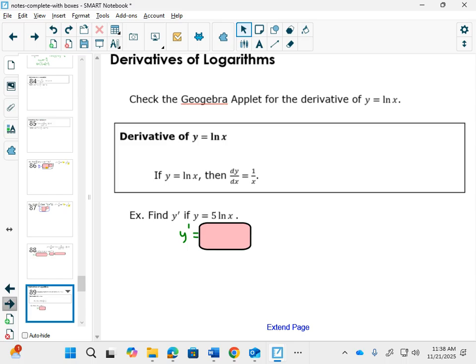So here's the last one that we haven't done. Derivatives of logarithms. Maybe I'll stop the previous video.